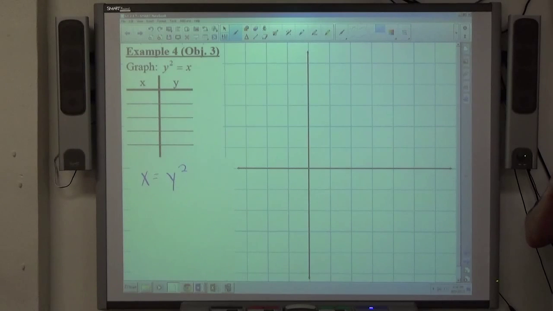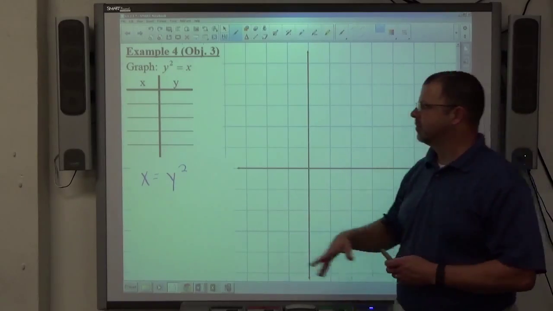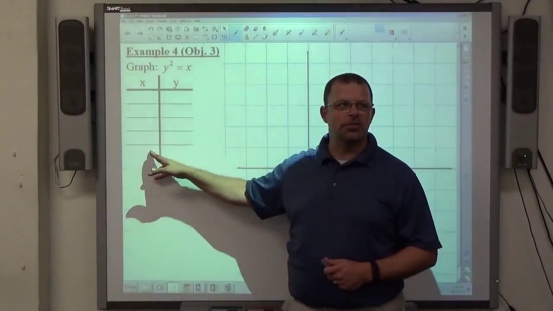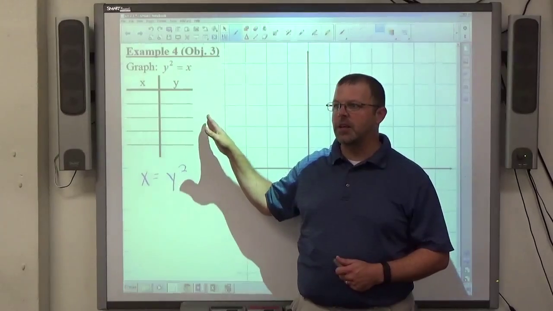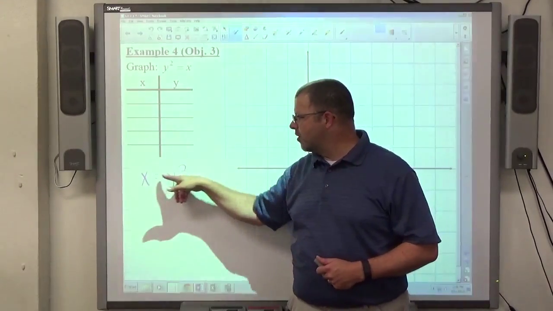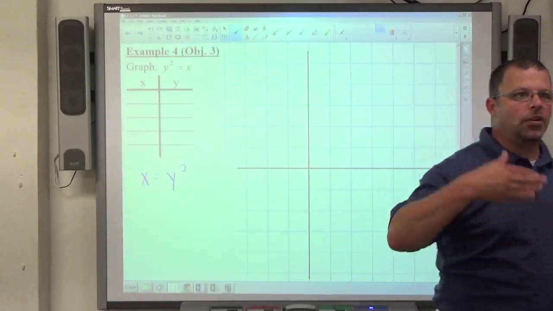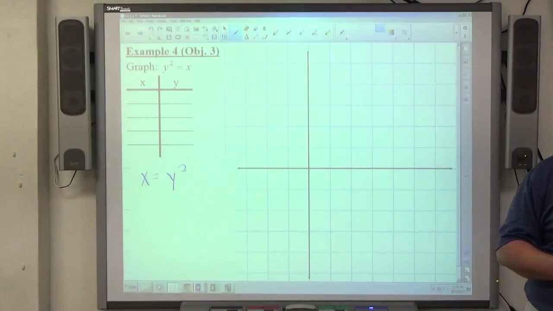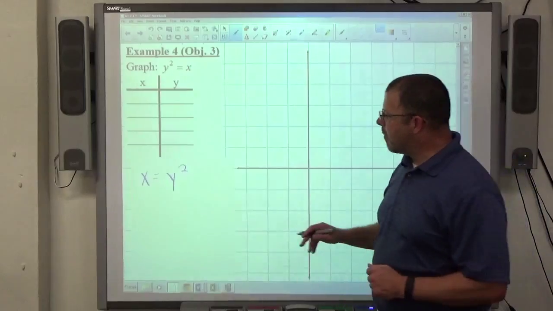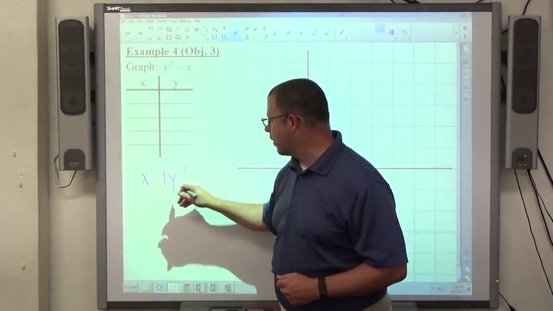Now, when I'm graphing using a chart, I've got an independent variable and a dependent variable. Usually, x is independent, and its value determines what y's value is, so y is dependent. In a situation like this, I would make y independent. I'd pick my y values, and then I'd use the equation to figure out what x equals for each y value. And keep in mind, this is y squared, 1y squared, right?